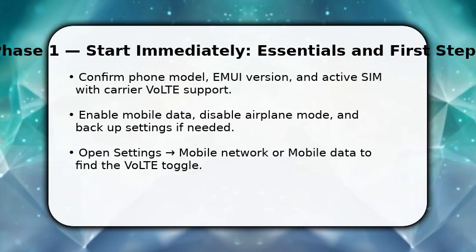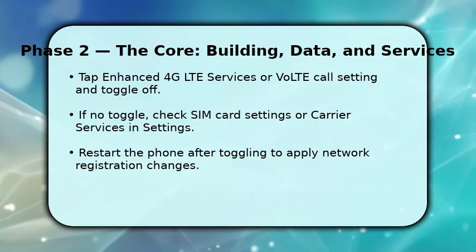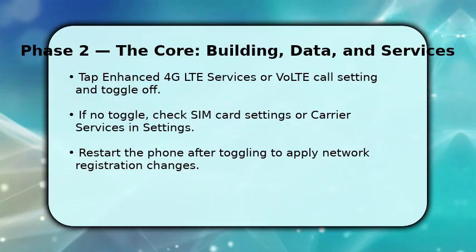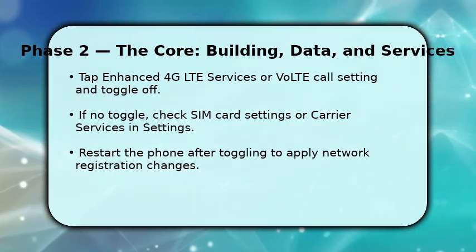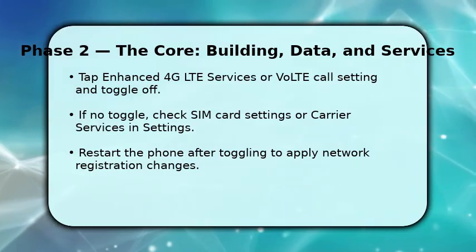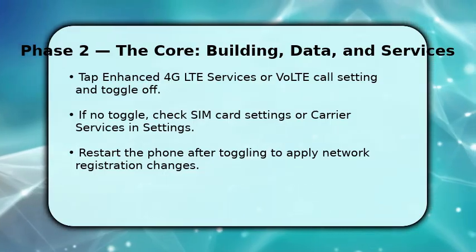You now perform the core action. Find enhanced 4G LTE services, VoLTE LTE calls, or HD voice entry and switch it off. If the option is nested, open SIM card settings or carrier services within settings and look there. Some MUI builds hide the toggle. In that case, disable the carrier-specific enhancement option.